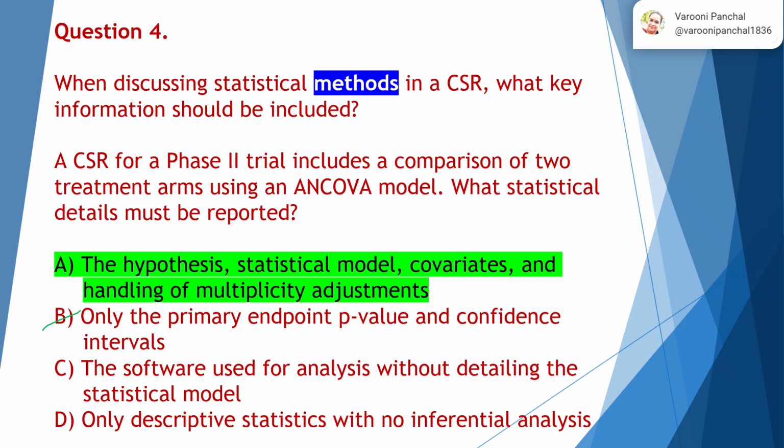No. Just mentioning only the endpoint and its corresponding p-value does not give you a better picture of the statistical assumptions, methods, and tests you have used, right? Because there will be other parameters as well. There will be secondary endpoints, additional endpoints, and various other endpoints. So you need to mention each and everything. Option C says the software used for analysis without detailing the statistical model. Now this is an irrelevant option as compared to this question. Option D says only descriptive statistics with no inferential analysis.